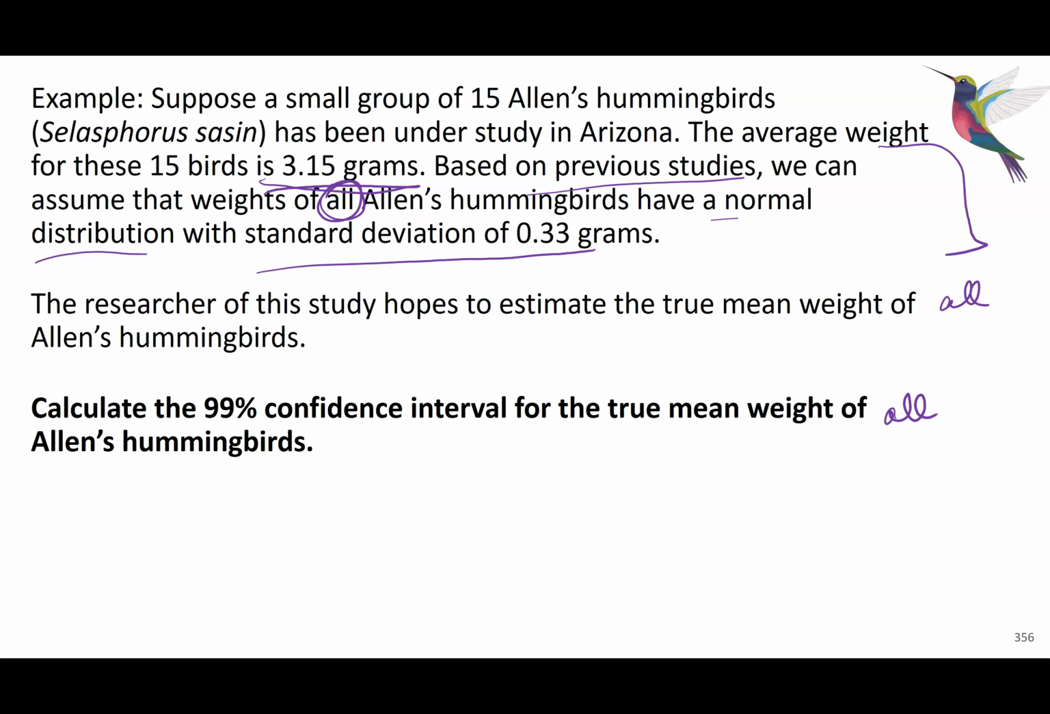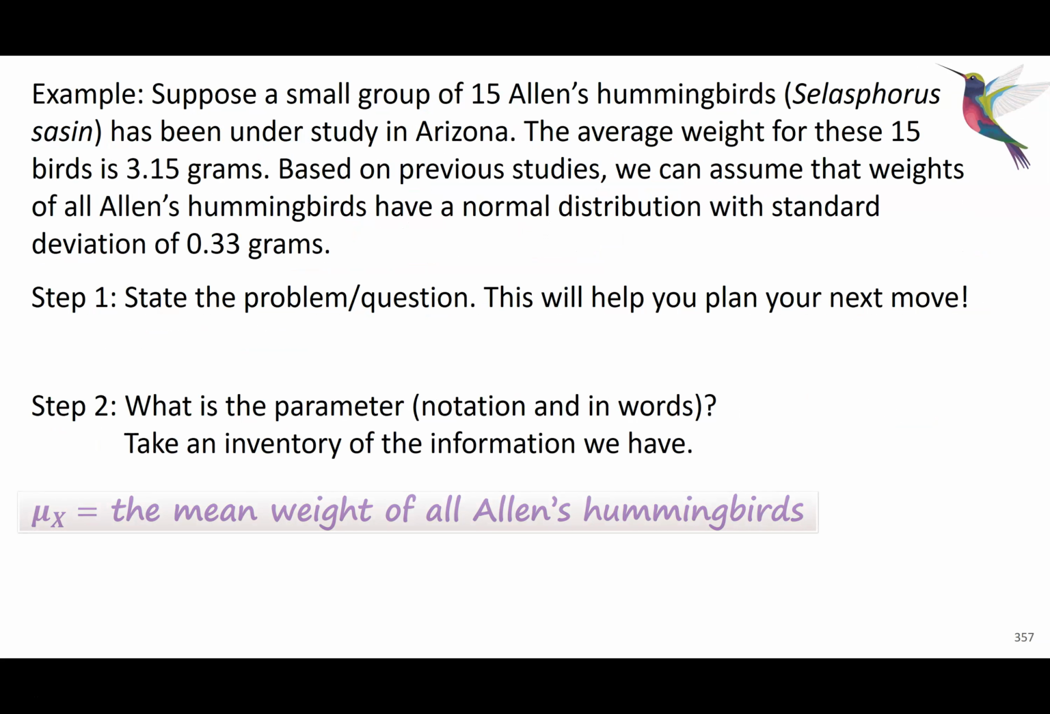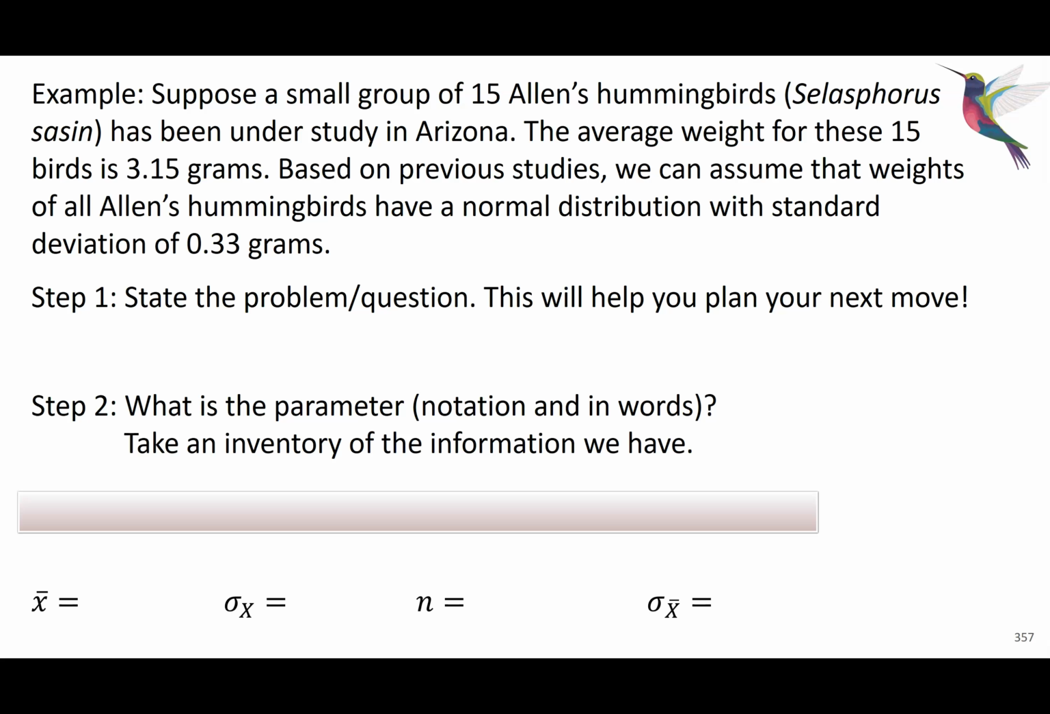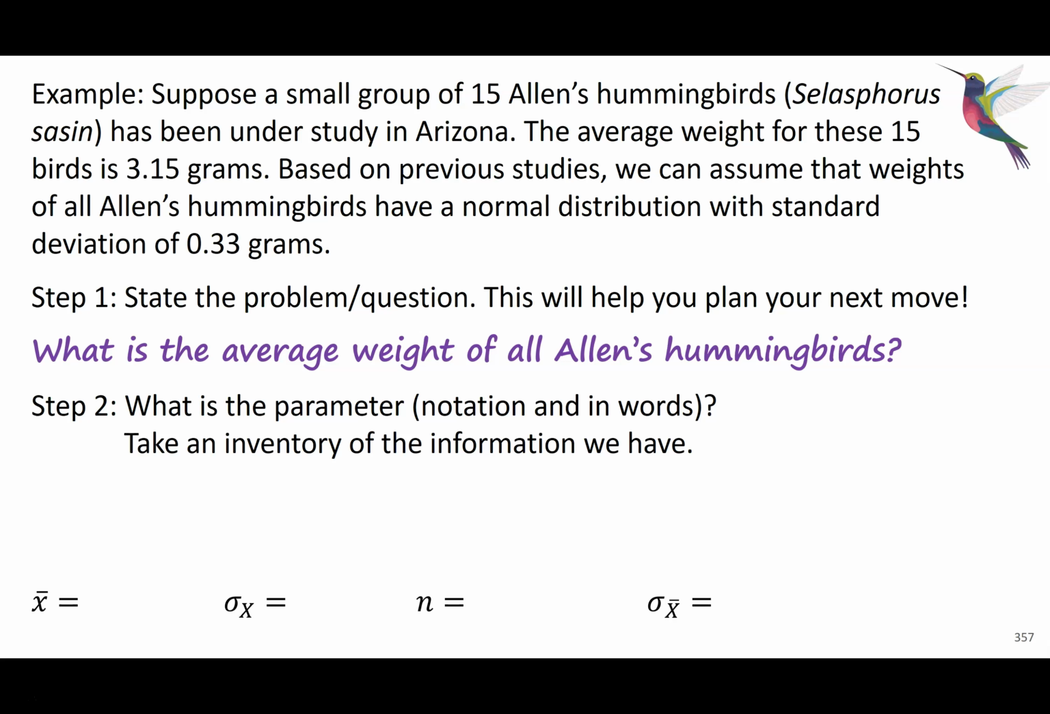So we're going to go step by step. We're going to start off asking, what is our question of interest? Here, they want us to calculate a confidence interval, and they told us that outright. So that means the question we ask should be a "what is" type of question, open-ended. So my question of interest: what is the average or mean weight of all Allen's hummingbirds?